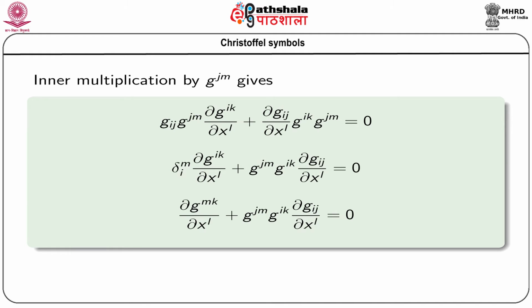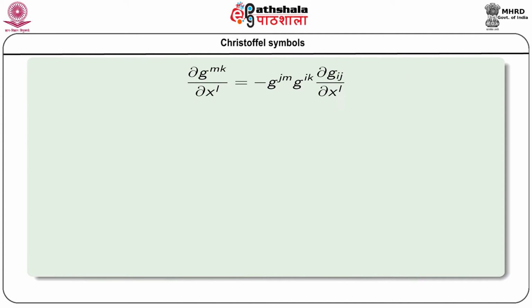After this step, with the help of ∂g^{mi}/∂x^l, g_{ik}, ∂x^l, we get ∂g_{mk}/∂x^l + g^{jm} g^{ik} ∂g_{ij}/∂x^l = 0. So, we can write ∂g_{mk}/∂x^l equals to minus g^{jm} g^{ik} ∂g_{ij}/∂x^l.